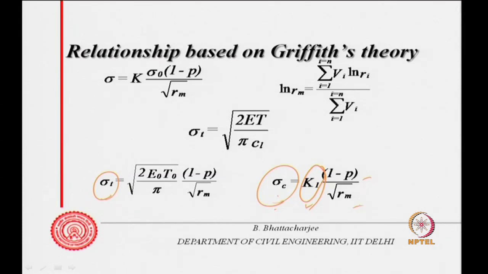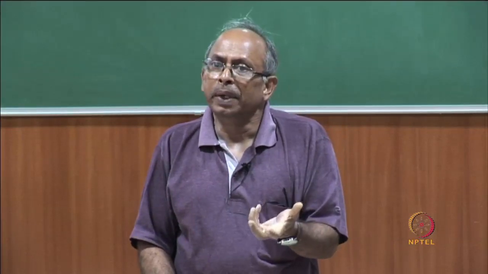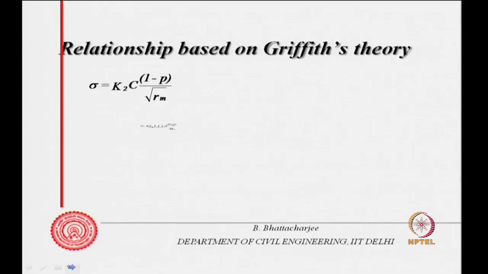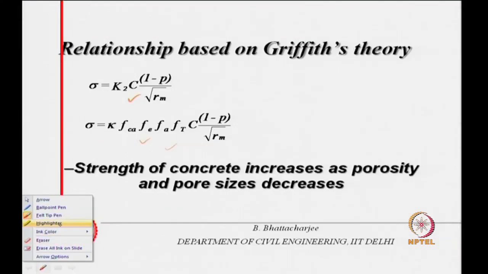This is a simple, qualitative relationship, just to understand that compressive strength, cube compressive strength or cylinder compressive strength, will be a function of the porosity of the concrete and also a function of some sort of mean radius, which we are calling the mean distribution radius. Relationships have been developed along this direction, including cement content and various other factors.